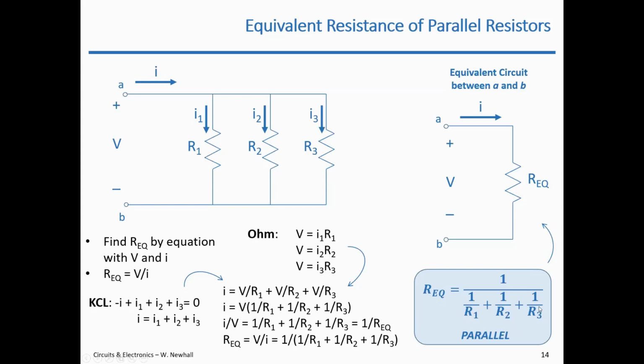You could have 4 resistors, 10 resistors, 2 resistors. Just put the reciprocals of your resistors in the bottom here. Okay? In your book and on the web, you will see an equation for a parallel pair of resistors when there are only 2 resistances. For example, if there were just R1 and R2, you could rearrange this equation to be R1 times R2 over R1 plus R2, right? So you could write a different equation.